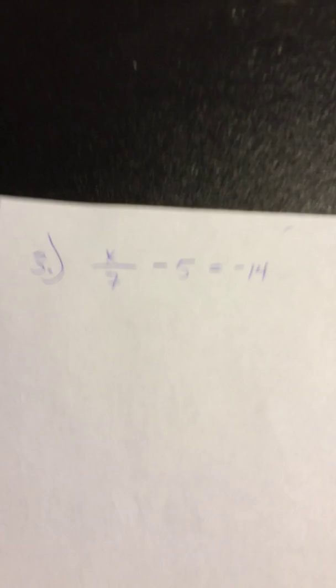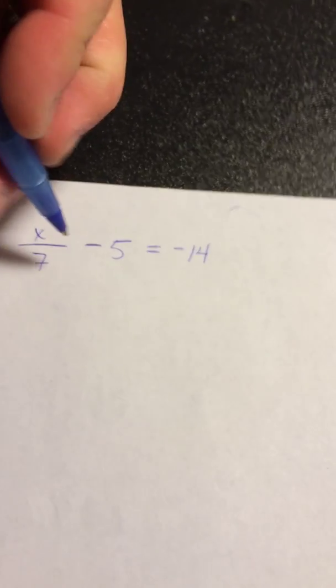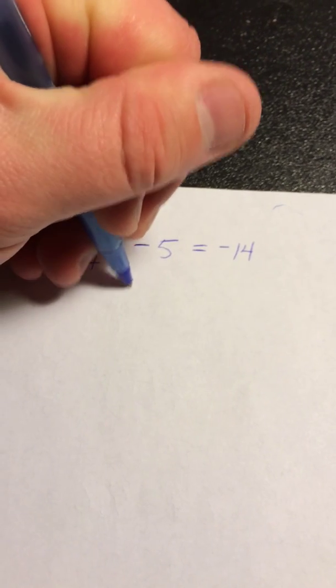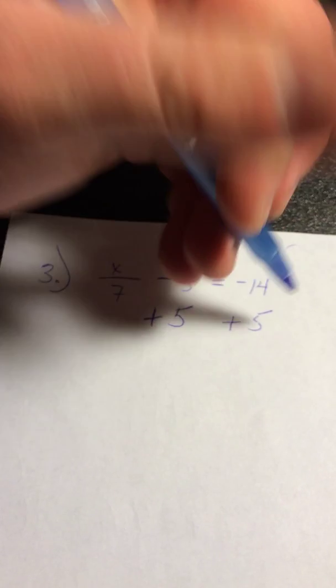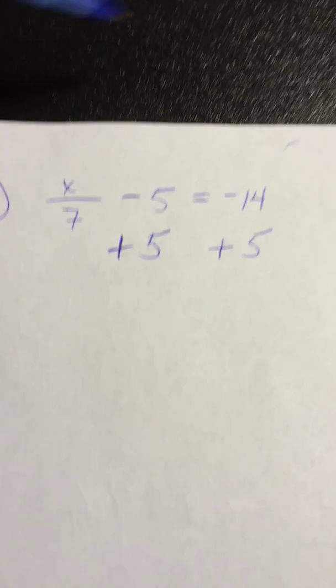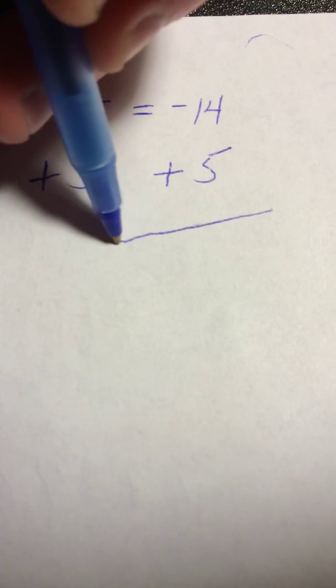So the first step is going to be to work backwards, and the opposite of negative 5, or subtracting 5 here, is adding 5. And always, whatever we do to one side, we must do to the other. Sorry about my hand getting in the way.